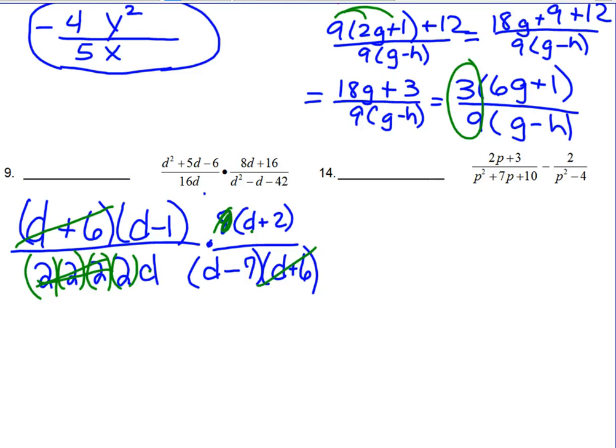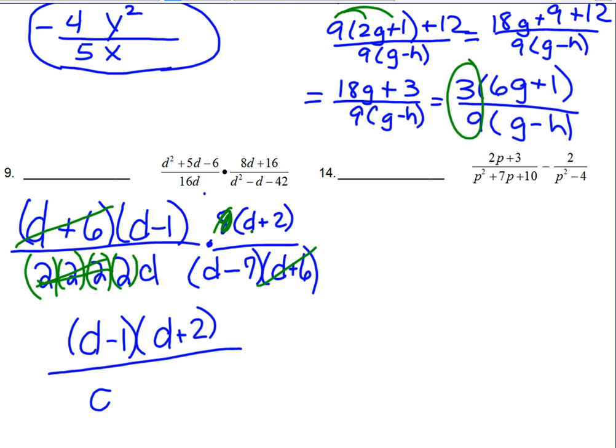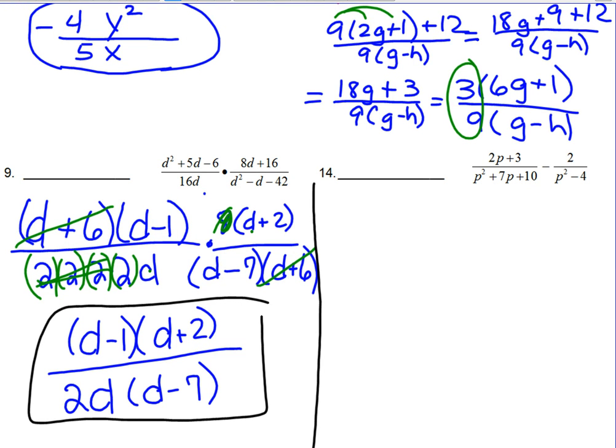I've gone as far as I could, and my answer would be d minus 1 times d plus 2. And in the denominator, I have an extra d and a 2 left, and then a d minus 7. I see a lot of students who at this point will multiply it out. Don't. It's extra work you don't need to do. You already took the time to factor it. It doesn't really help you at all to go back into terms of having it multiplied out. So leave it there. This is a great answer right here.